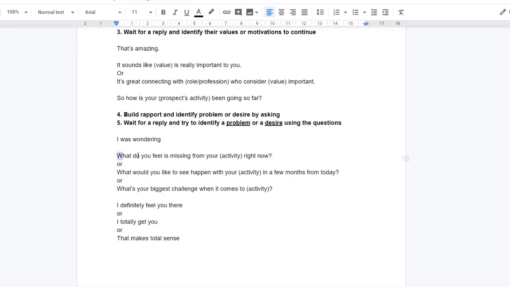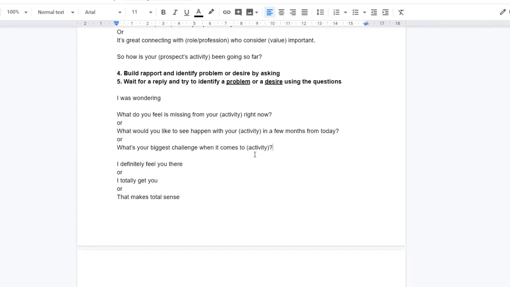And then here you're trying to see the prospect's goals and desires, and the problem that they're having. And then you can ask the question, what would you like to see happen with your activity in a few months from today? And the prospect will tell, I want to lose 10 kilos or 20 pounds or something like that. I want to get more clients. I want to find my dream girlfriend or my boyfriend. I want to find a stable relationship. And what's your biggest challenge when it comes to, again, activity?